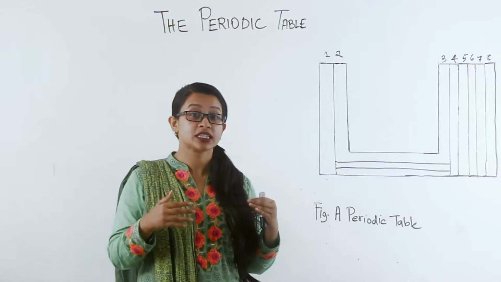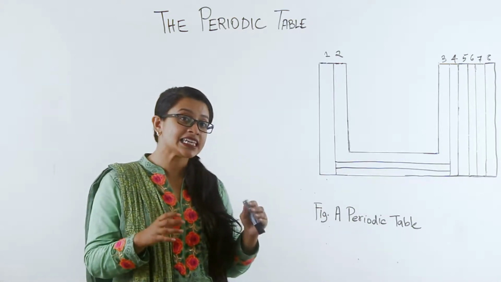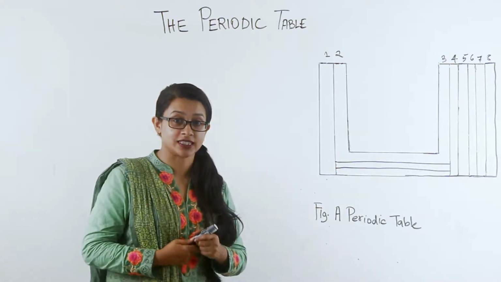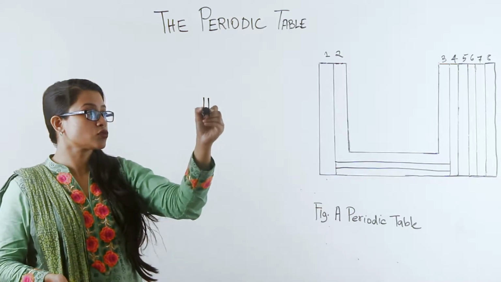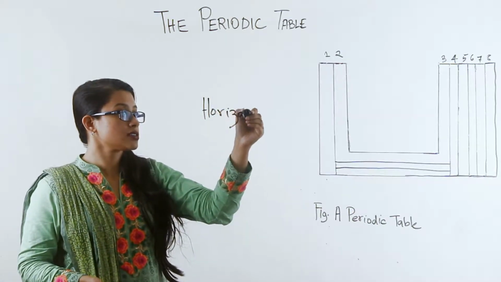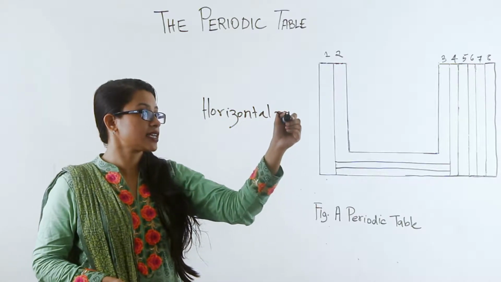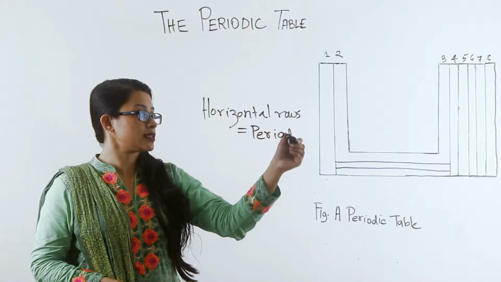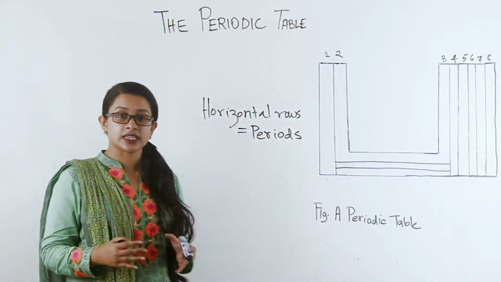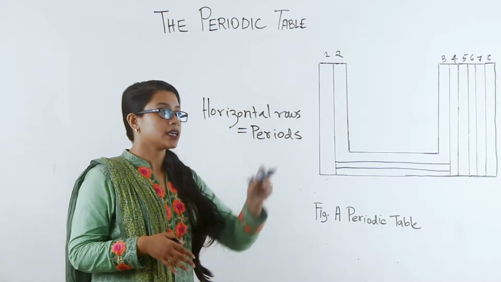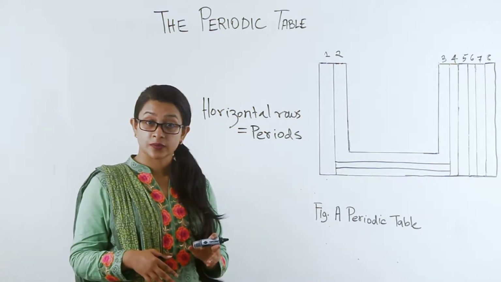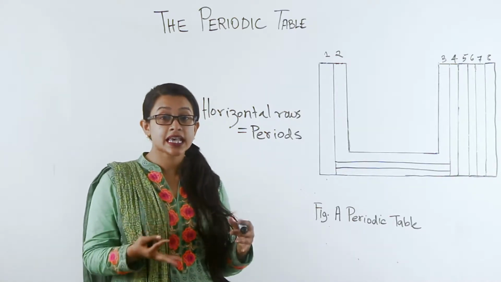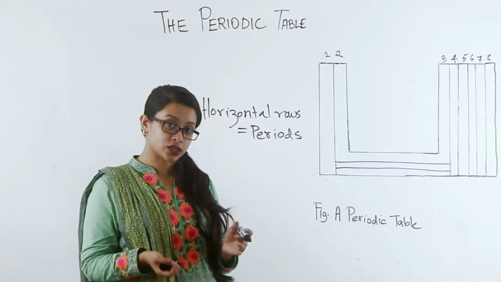They are then put in horizontal rows, and these horizontal rows in a periodic table are known as periods. The periods are then arranged so that they form vertical columns. And these vertical columns each contain elements with the same number of outermost shell electrons.